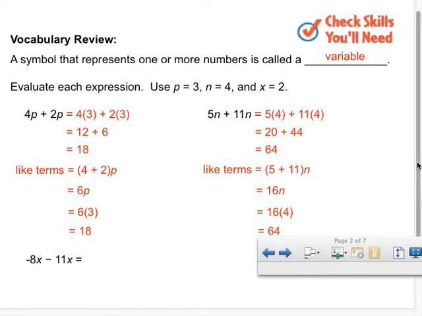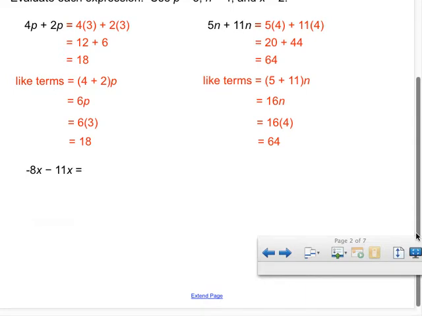Okay, now last problem. This one's a little tricky. It threw some people off. But we're gonna substitute just like we did before. McKinley.